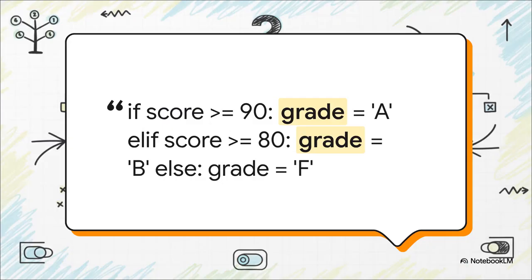A perfect real-world example of this is assigning letter grades. You can see it right here. It checks, is the score 90 or above? If so, it's an A and we're done. If not, okay, well, is it 80 or above? That's a B, and so on. It only executes the first one it finds that's true, which makes it super clean and prevents any confusion.